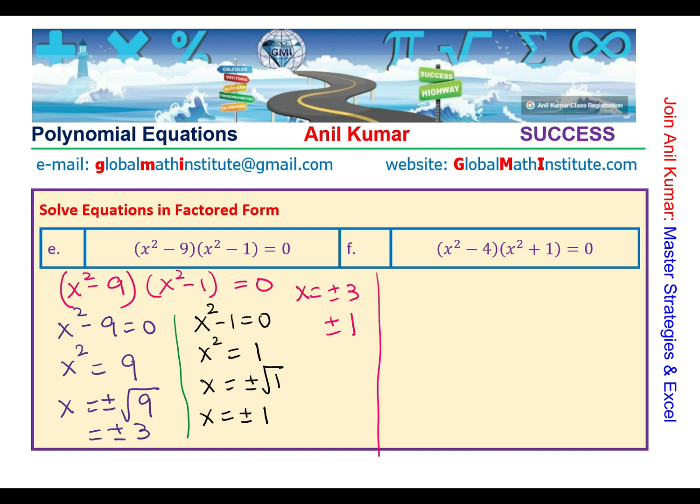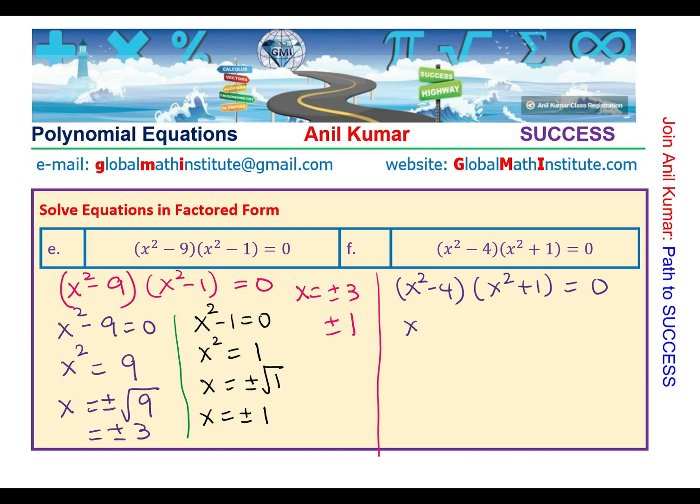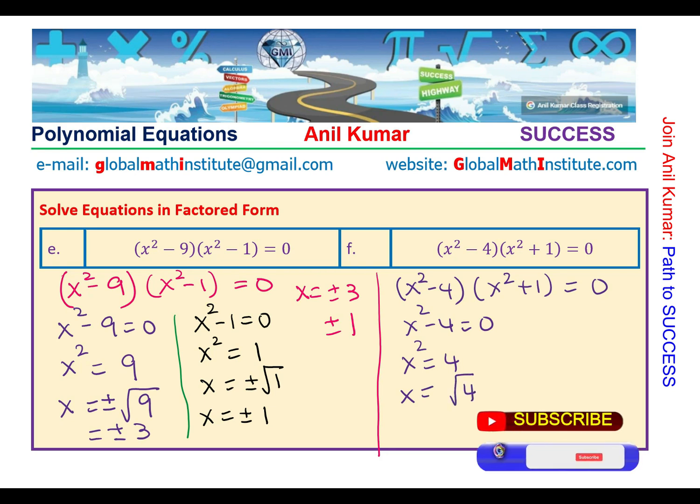Makes sense, right? Last question. Take it as a test problem. Let's rewrite. We have x square minus 4 times x square plus 1 equals to 0. So x square minus 4 equals to 0 will give us x square equals to 4, x equals to square root of 4. Do not forget to write plus and minus, and we have surely two roots. One is plus 2, the other one is minus 2.